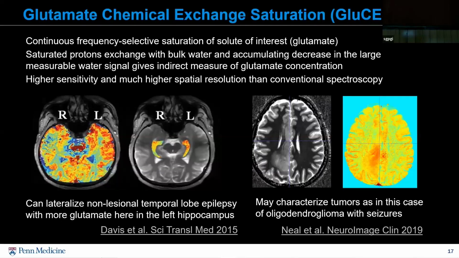I just want to reference LUCEST, the technique to measure glutamate levels with higher sensitivity and resolution than conventional spectroscopy that we are investigating for epilepsy imaging. We have found that you can lateralize non-lesional temporal lobe epilepsy based on lower glutamate levels with LUCEST in the hippocampus. And we've also published on better characterizing epileptogenic tumors with elevated glutamate levels using LUCEST.